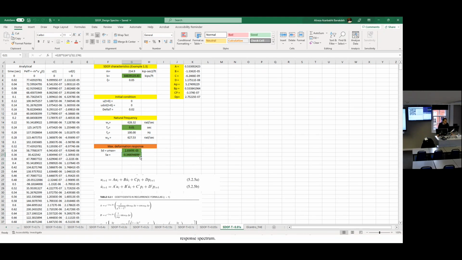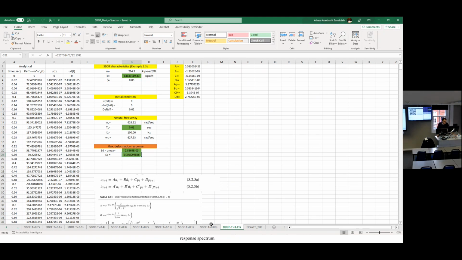I repeated this sheet, you can see, for I think it's 18 cases. You can repeat it as many as you want. You will get more precise plots. The more points you get, the more precise plot you will get. The other sheets are just a copy and paste of this sheet. Nothing changes but Tn. Only Tn changes.